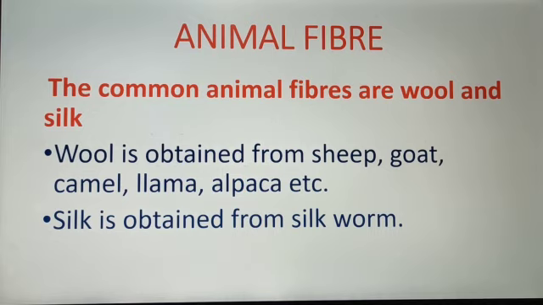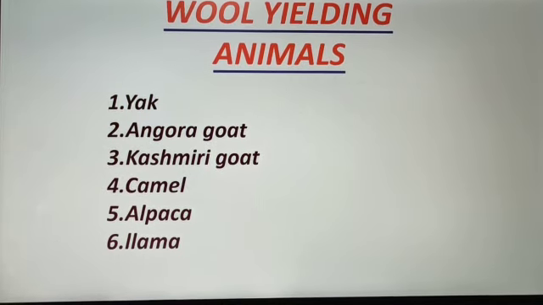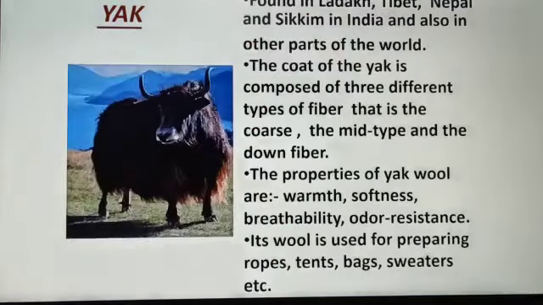Wool is mainly obtained from sheep, goat, camel, llama, alpaca, etc. And silk is obtained from silkworm. Now some wool yielding animals: yak, Angora goat, Kashmiri goat, camel, alpaca, llama.